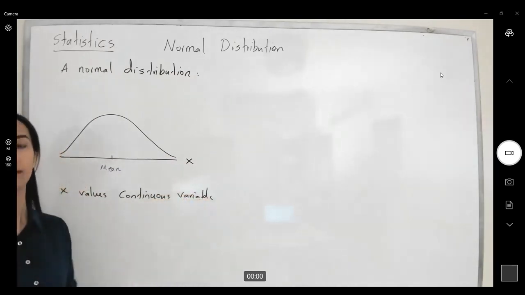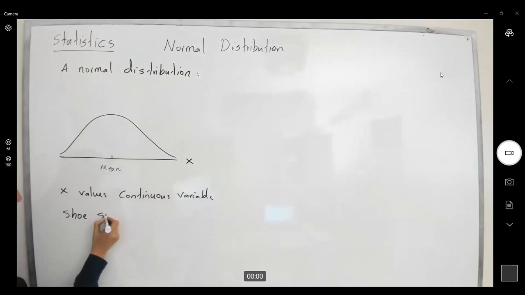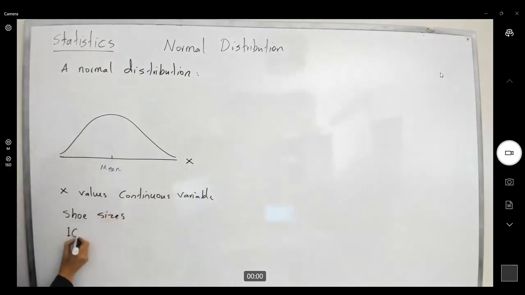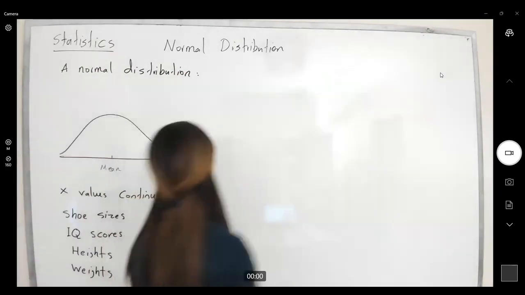Like what? Like shoe sizes. Like IQ scores. Stock markets. Like heights, like weights, and many things we can think about. Heights, weights, and many more examples. They follow a normal distribution.